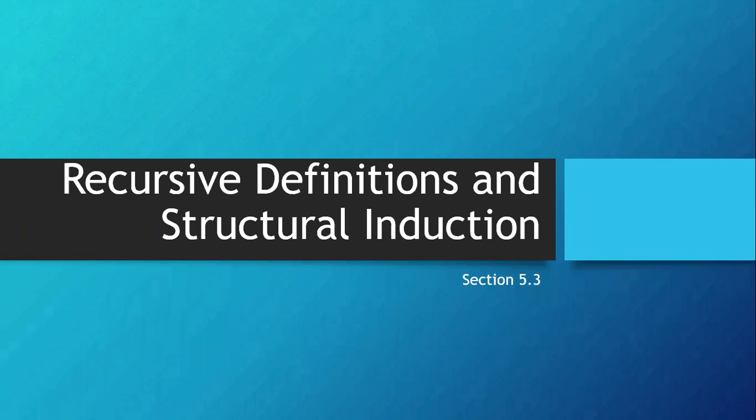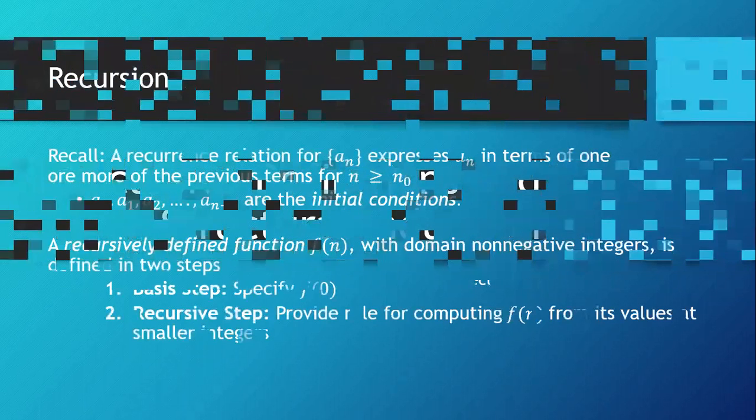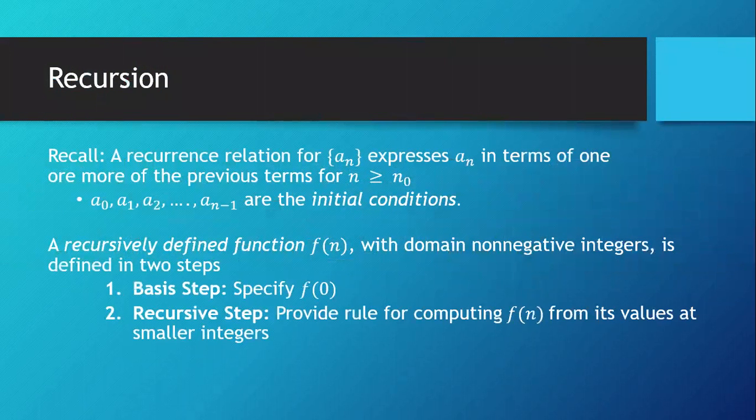Recursive Definitions in Structural Induction, Section 5.3. So recall that we had recurrence relations. They were sequences that were defined using previous terms. So a recursively defined function with domain non-negative integers had two key features. That is, it specified some number of basis steps and gave you a formula for getting to the next step that was somehow constructed using previous steps.